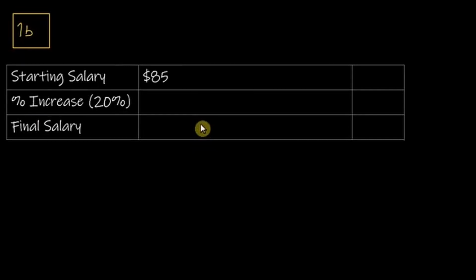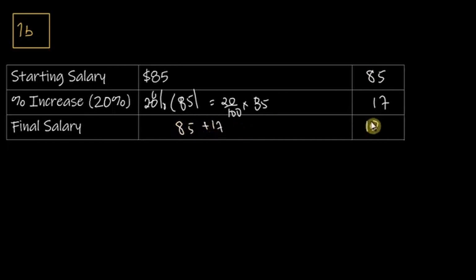Okay, so in 1B, Megan's weekly starting salary is $85, and after a 6-month probation, she gets a 20% increase. So her increase is going to be 20% of $85, which is 20 over 100 times 85, which is equal to $17. She was receiving $85 before, so her final salary is 85 plus 17, which is $102. So her final salary after an increase is $102.